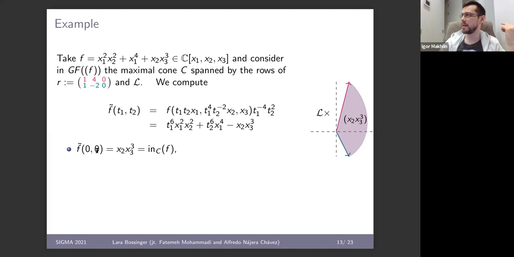So if you take these R's, which are your spanning vectors of the cone, for each of the R's you have an initial part. For an arbitrary F, you have its initial part. Is it true that there is a monomial which actually occurs in each of these initial parts? This is not necessarily true.